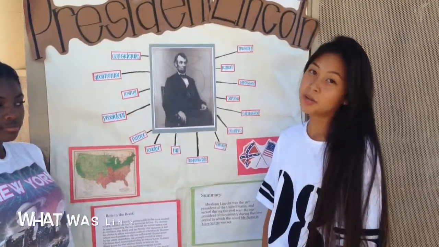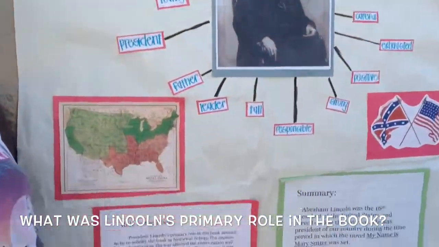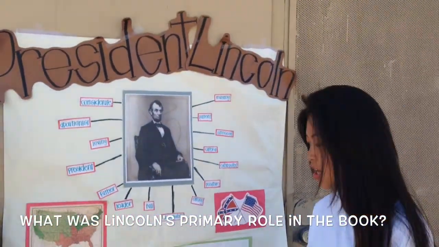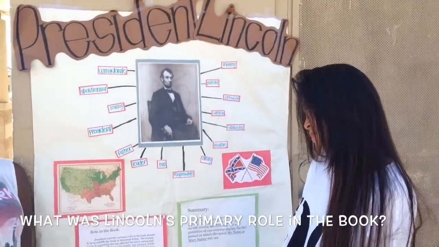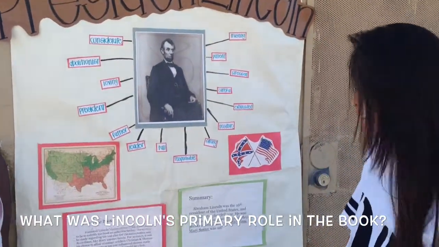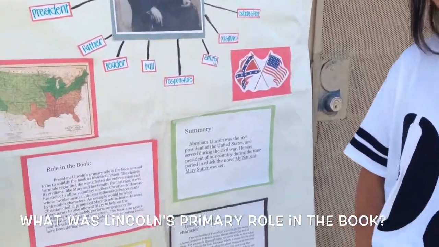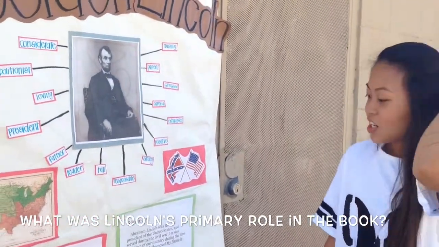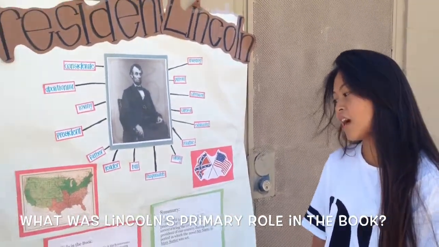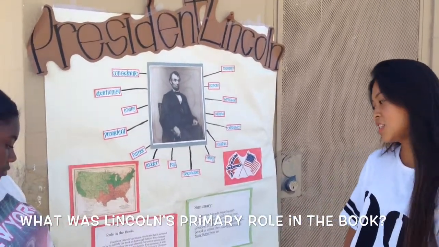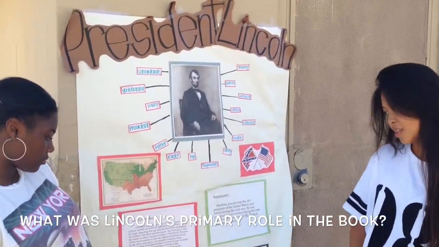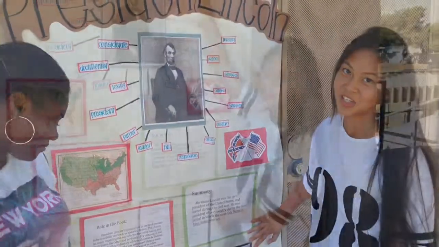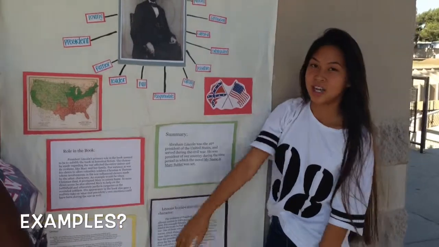Hi, I'm Camille, and you're probably wondering, what is Lincoln's role in the book? President Lincoln's primary role in the book seemed to be to solidify the book as historical fiction. The choices he made regarding the war affected the entire nation and its civilians, like Mary and her family. For instance, it was his choice to allow voluntary soldiers, Christian and Thomas, whose involvement in the war influenced choices made by the others. And my friend Kierra will give you more examples.